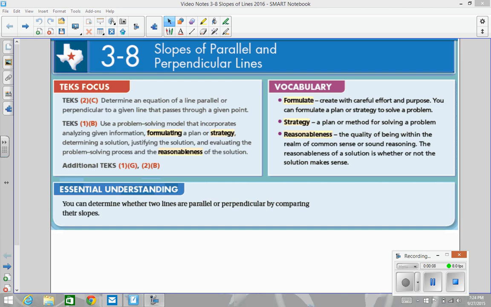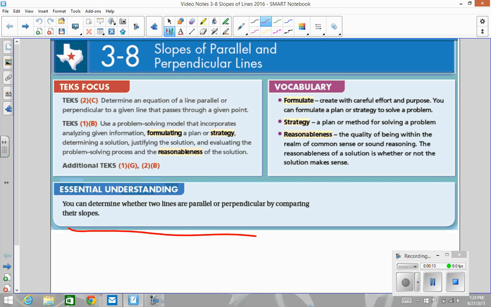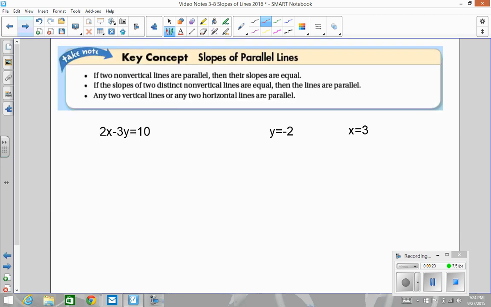It is important that you write down at least the essential understandings, which is this right here, in your notes. I'm not so worried about the vocabulary this time because it's pretty much just ideas. Our first concept here is the slopes of parallel lines.